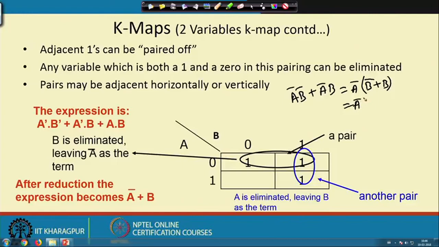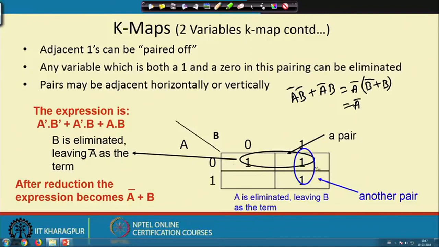So, that means, if I have got 1s at 2 successive places and I circle them, combine them together, then one of the variables gets eliminated. In this case B is changing from 0 to 1. Whichever variable changes its polarity, that variable gets eliminated. So, this is the variable B that has been eliminated.